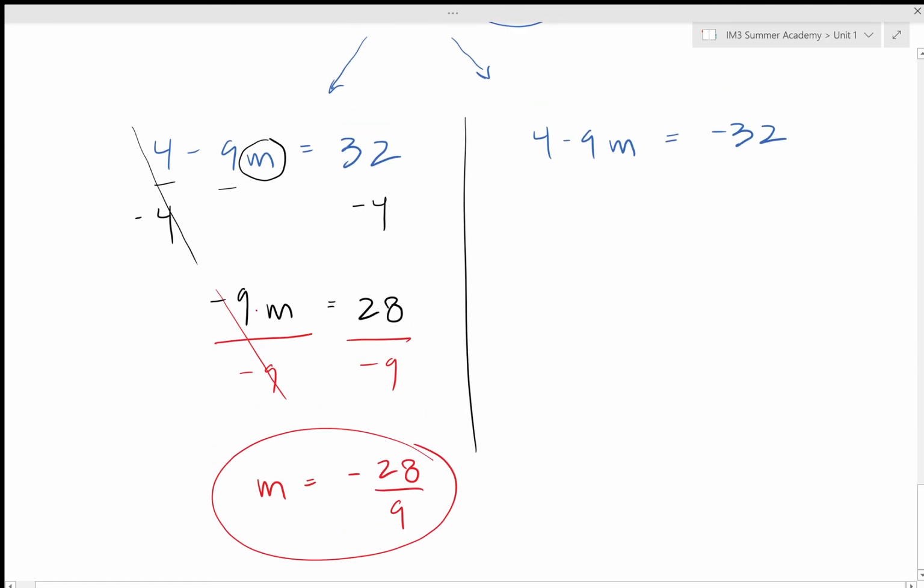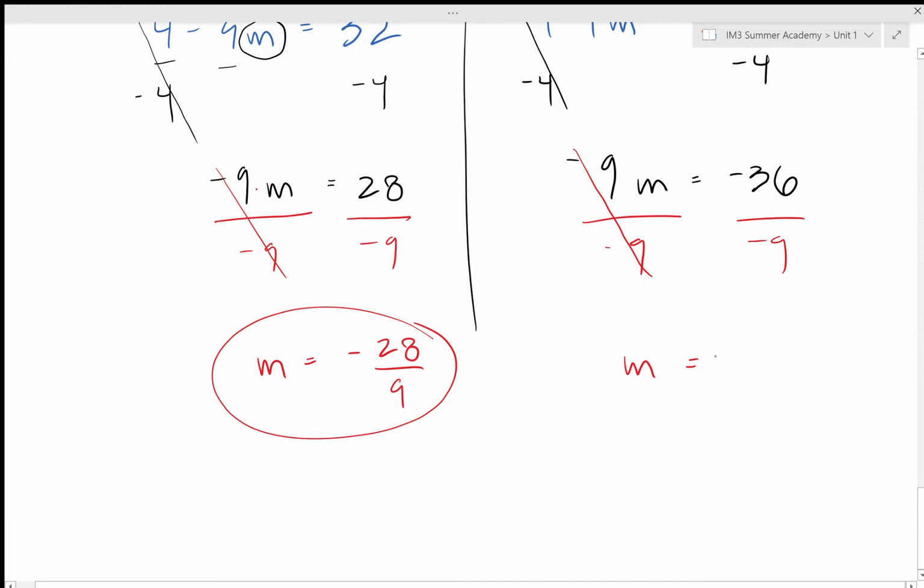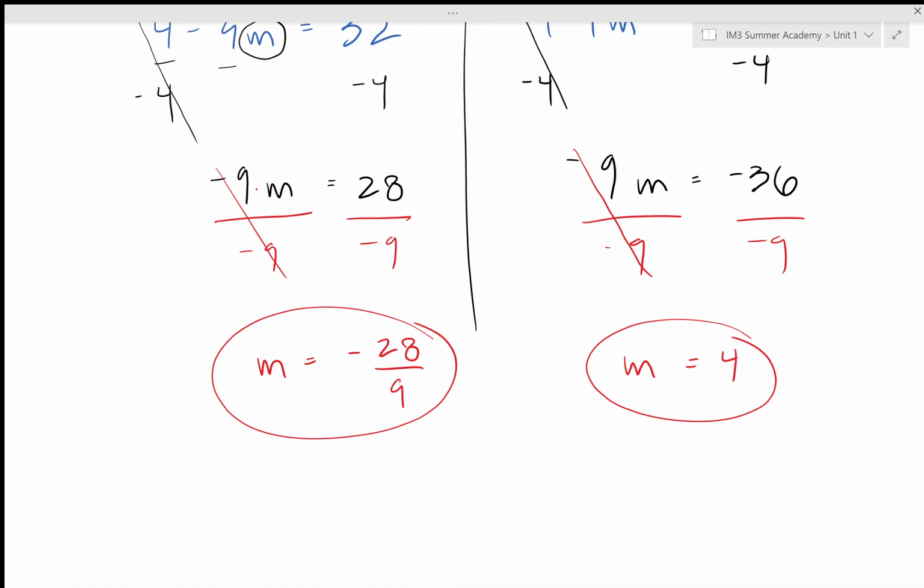Let's go on the right hand side. It's actually going to be the same steps. Minus 4, minus 4. Negative 9m equals negative 32 and negative 4 make a negative 36. Take both sides, divided by that negative 9. Negative over negative is going to come out positive, and 36 divided by 9 is 4. So this one came out nicely. But still, either way, we get two answers for these problems.